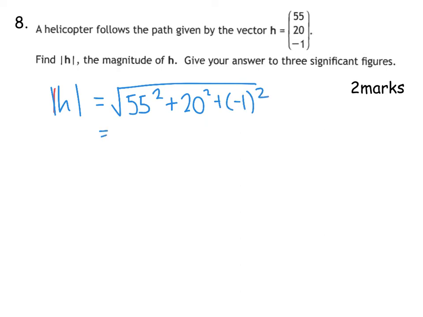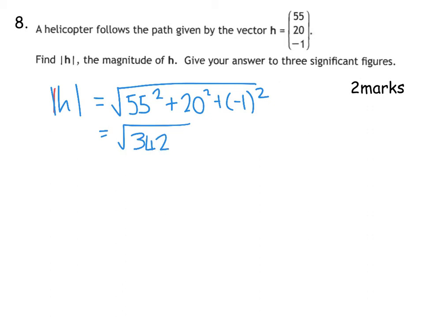A wee tip, don't put that negative in. Just type in 55 squared plus 20 squared plus 1 squared, because you should know at National 5 that minus 1 squared is going to be positive anyway. So 55 squared plus 20 squared plus 1 squared is 3426.